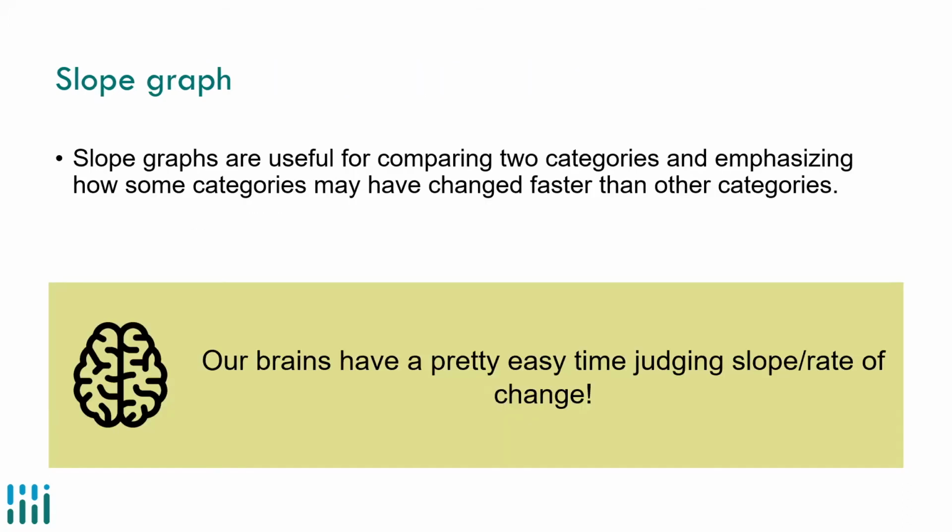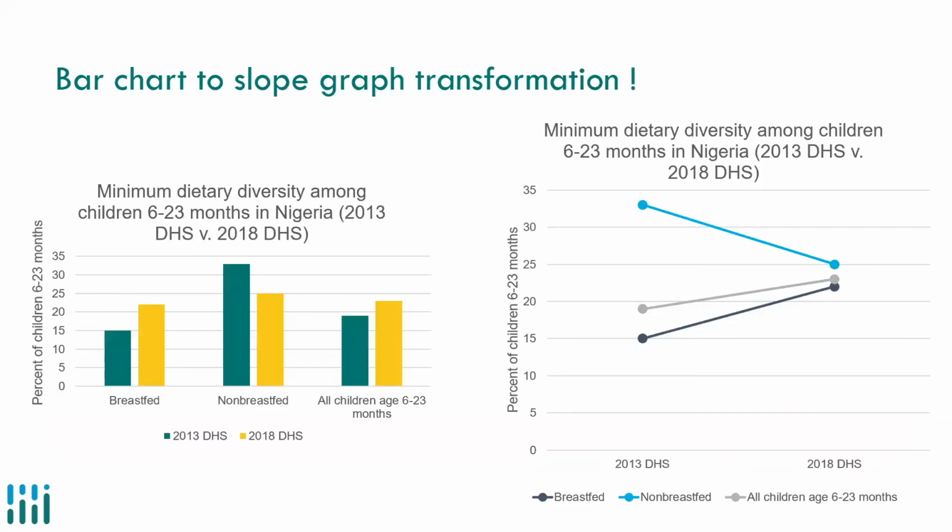Another version of comparing two different numbers is a slope graph. Why data visualization research suggests this would be an appropriate way of visualizing data is that our brains are pretty good at judging slope and rate of change. If you show someone a graph, they will immediately say this is improving, or this is not improving, or staying the same. Our brains are attuned to think about things increasing and decreasing. So this is an example of how a bar graph could be changed into a slope graph.